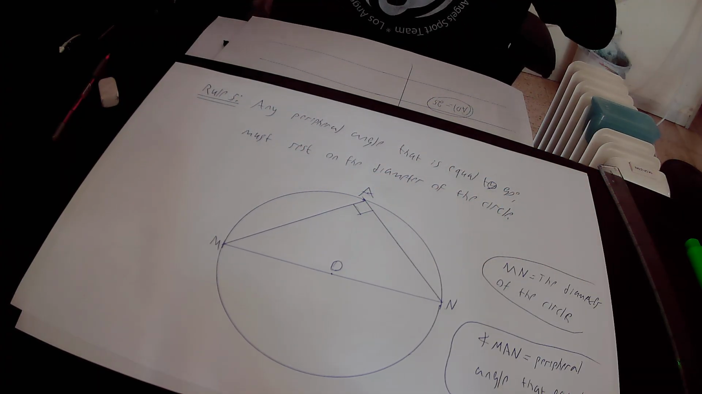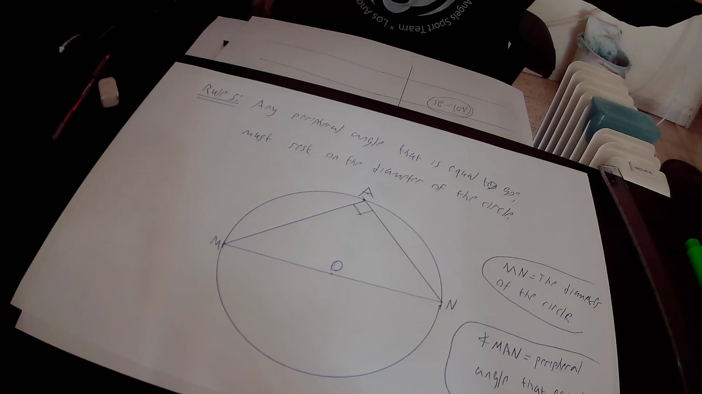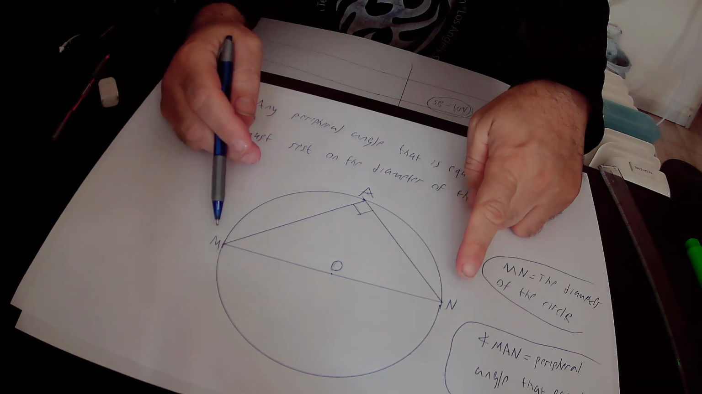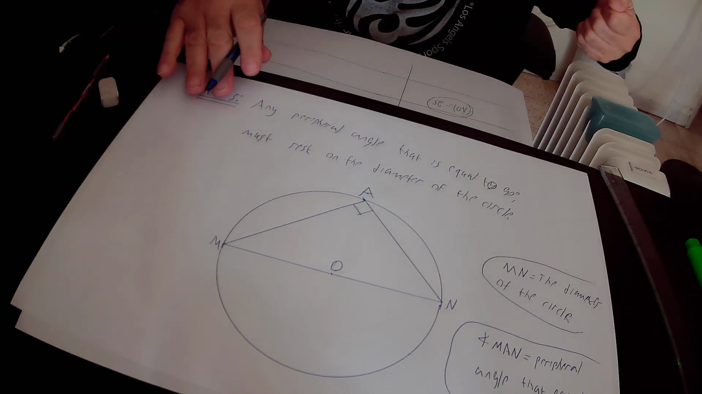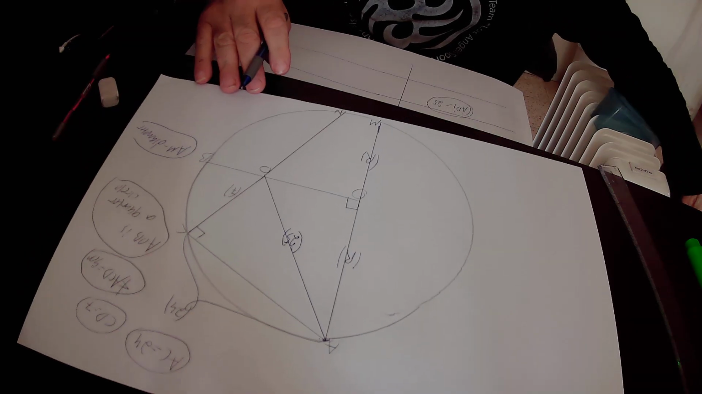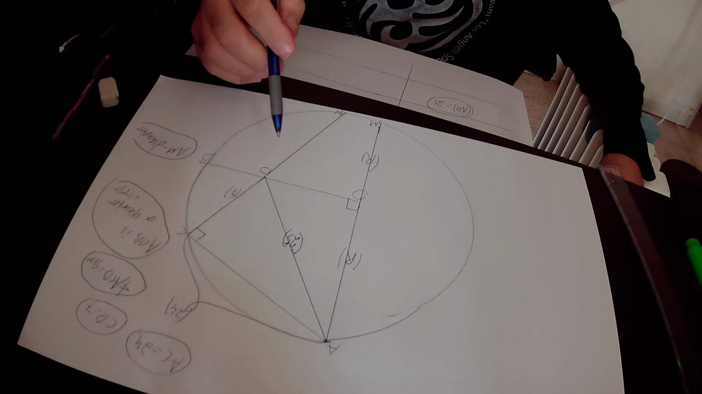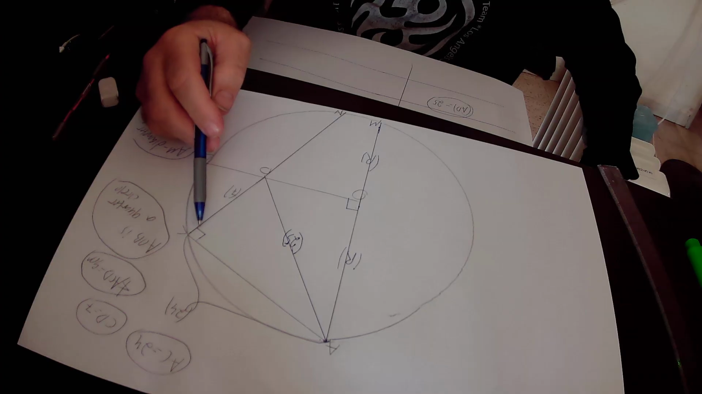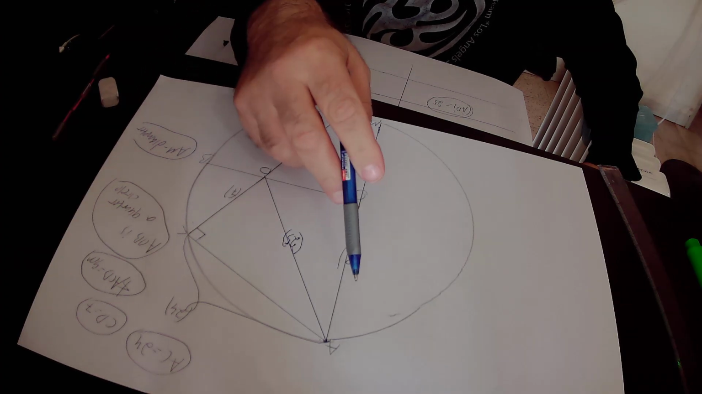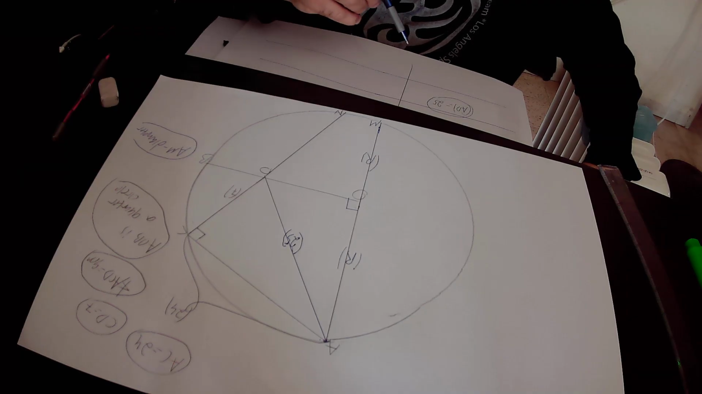So according to rule number 5, any peripheral angle that is equal to 90 degrees must rest on the diameter of the circle. Here, peripheral angle MAN that is equal to 90 degrees rests on MN, that is the diameter of the circle. So it is actually impossible that peripheral angle ACN is equal to 90 degrees and doesn't rest on AM, that is the diameter of the circle.